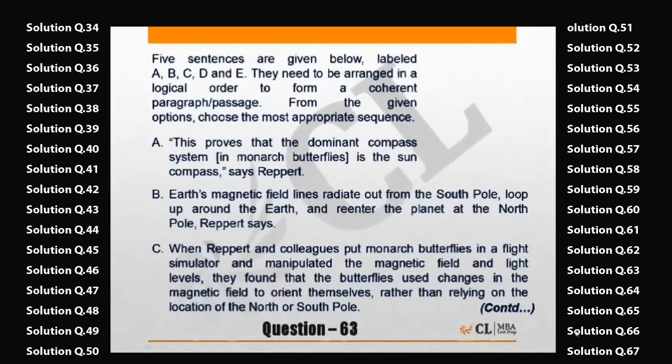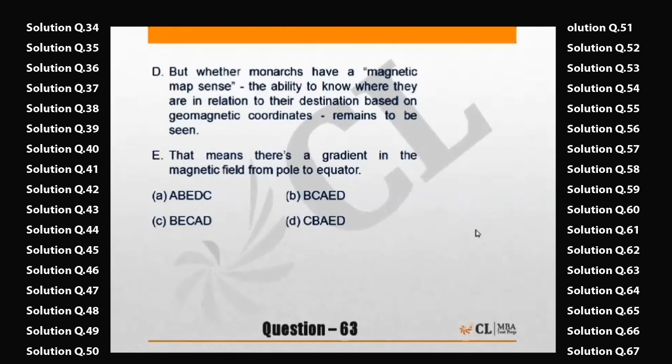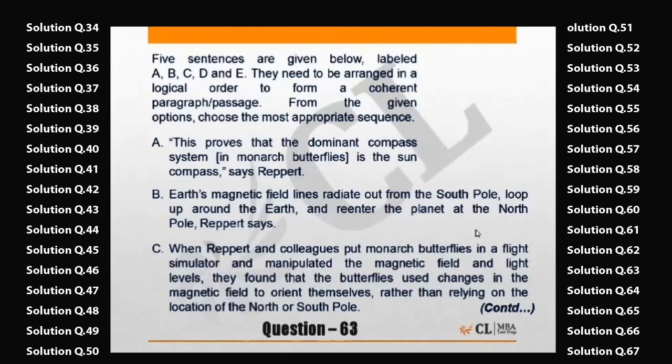Question number 63 was a parajumble question. It had 5 sentences which were jumbled up and you had to put them into sequence by choosing from the given options. The correct answer here was option C, which is BECAD. Now let me explain this question to you. The text, the 5 sentences I should say, dealt with monarch butterflies and how they use the Earth's magnetic field lines to map out their destination.